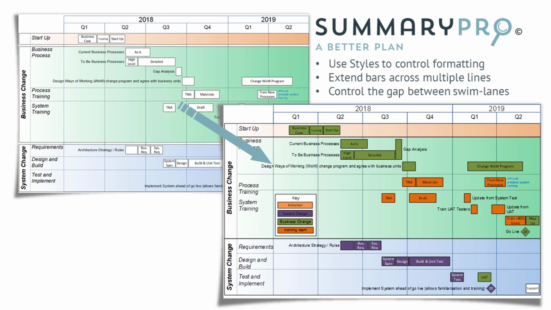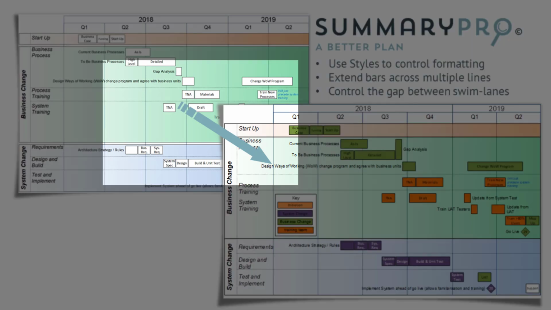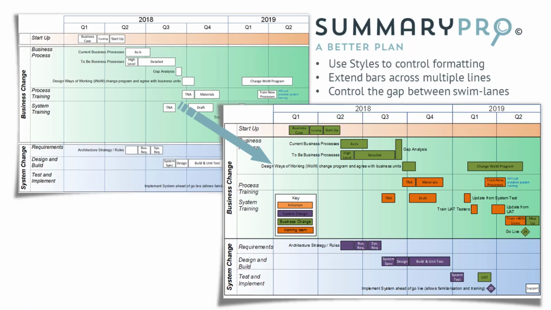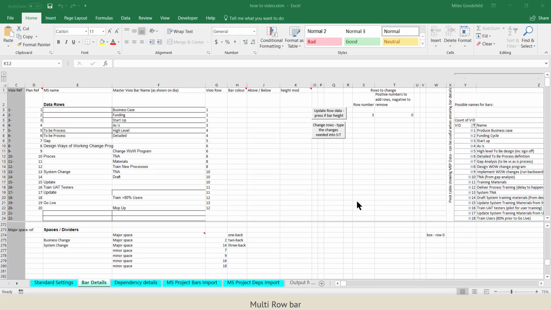In this tutorial, we'll look at how to apply formatting to bars to enable you to present your plan the way you want to. We will transform the original report into this. In doing this, we'll look at how to extend the bar over multiple rows, set up and apply standard formatting to bars and swim lanes, display a key showing what the colours mean, and we'll also close this gap between the major swim lanes. To start, we will extend the gap analysis bar over 2 rows.